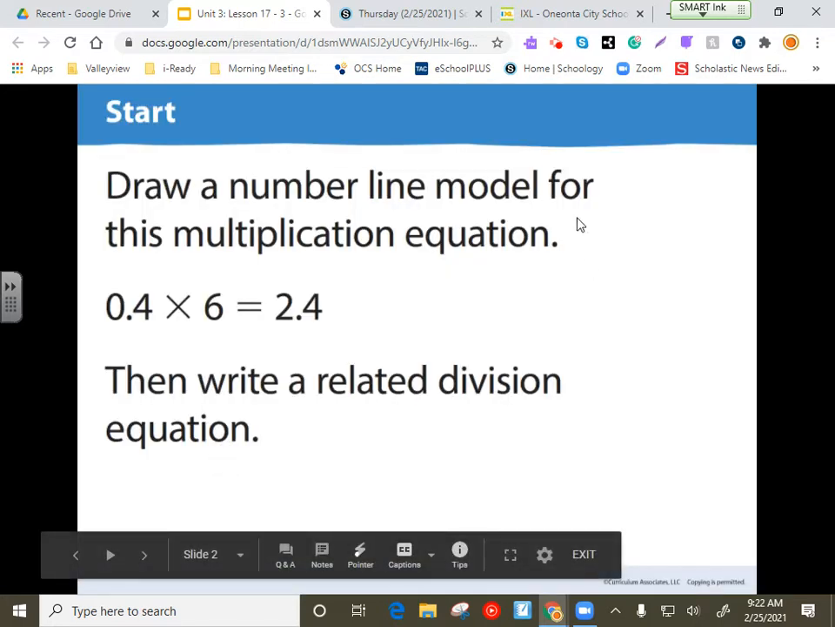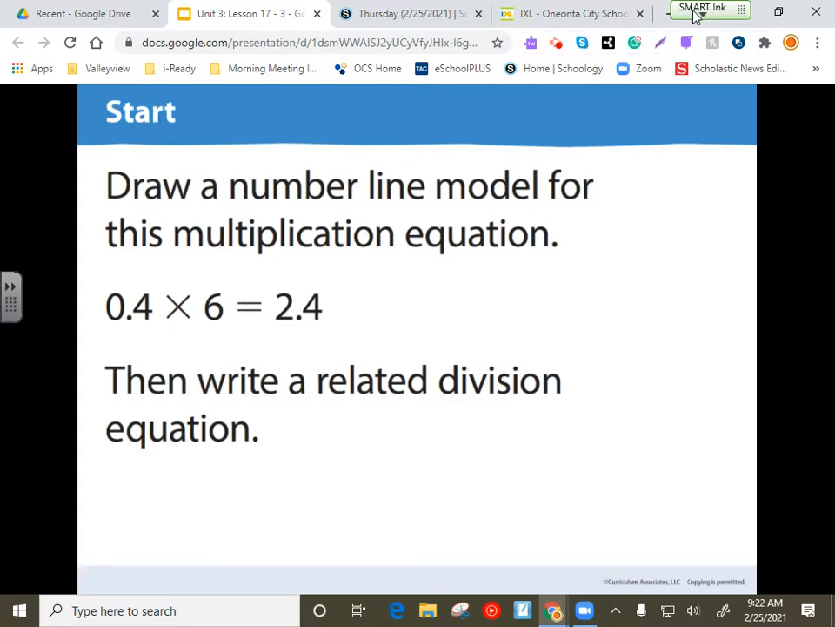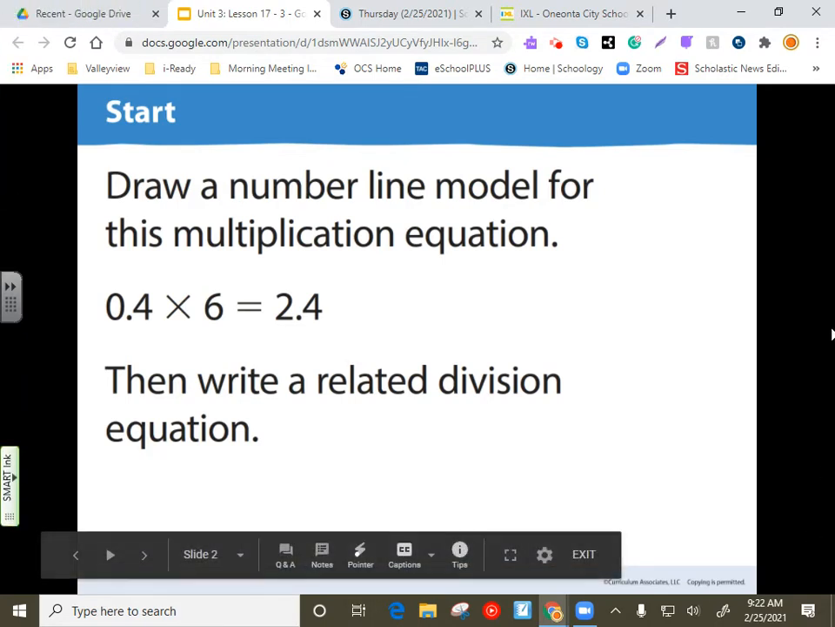For this one, it wants us to draw a number line. I don't really want to do a number line drawing at this point. What I do want to do is take this equation, 4 tenths times 6 equals 2.4, and change that into a division problem. And again, this is just a review of how we do that.